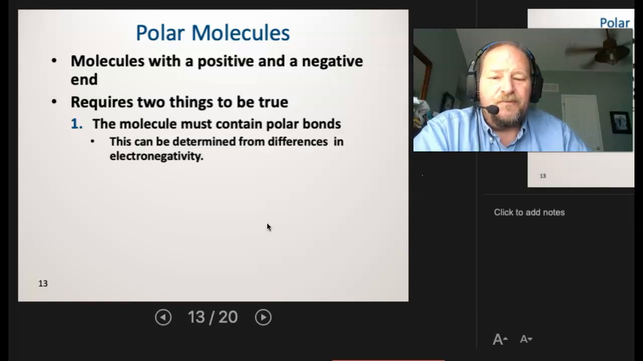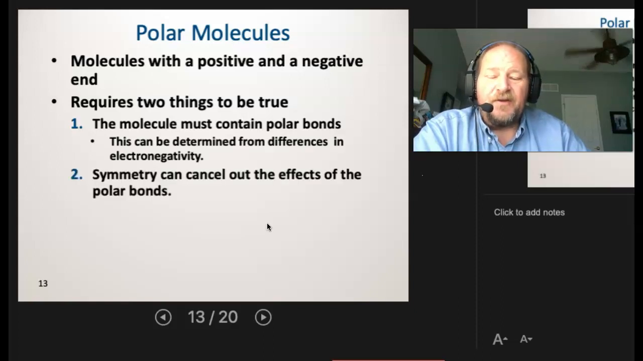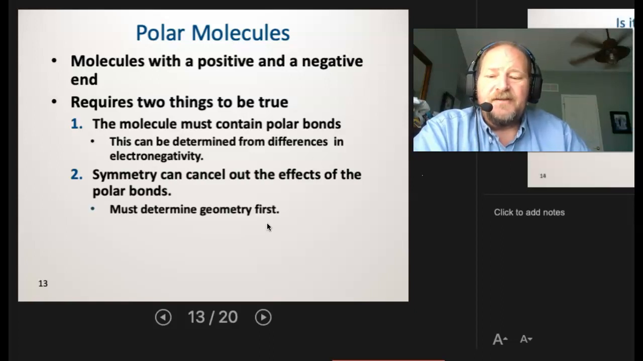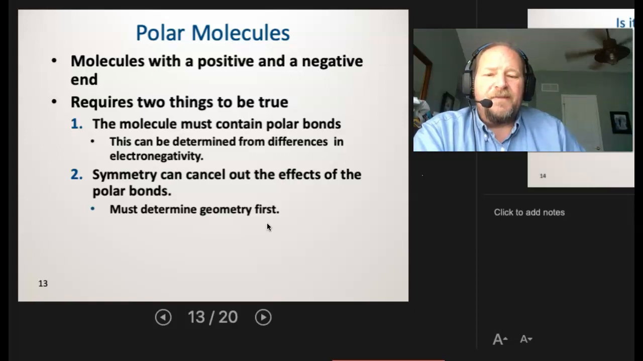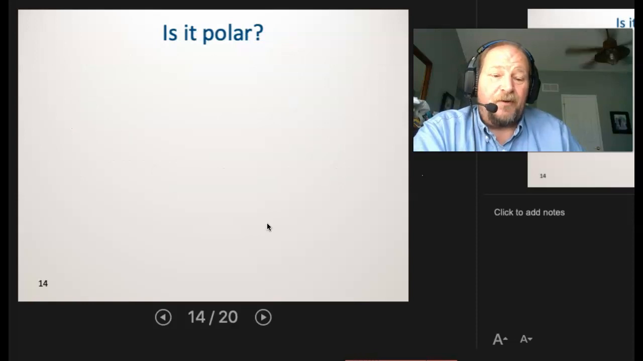If we do, and of course that's from the electronegativities, then we're going to look at what's called symmetry. Symmetry can cancel out the effects of that polar bond. So we'll have to determine the molecular geometry and then see if the electronegativities are going to cancel out from that. Now you're going to be hitting a lot of these topics with a very simple question, and it's going to be, is it polar?